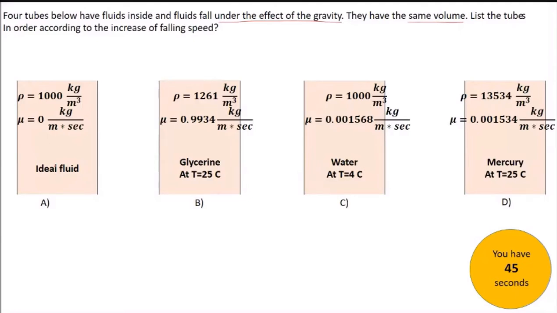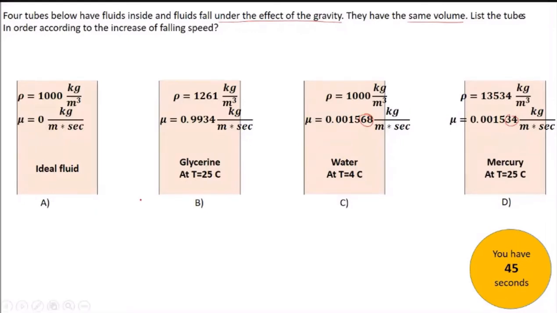We have the ideal fluid with no viscosity but with some density. We have the glycerin with some viscosity, and its density is about the same as water, and the water has almost the same. This one is 68, this one is 34 viscosity, as the mercury. They have different temperatures. The question asks which one will fall the fastest.